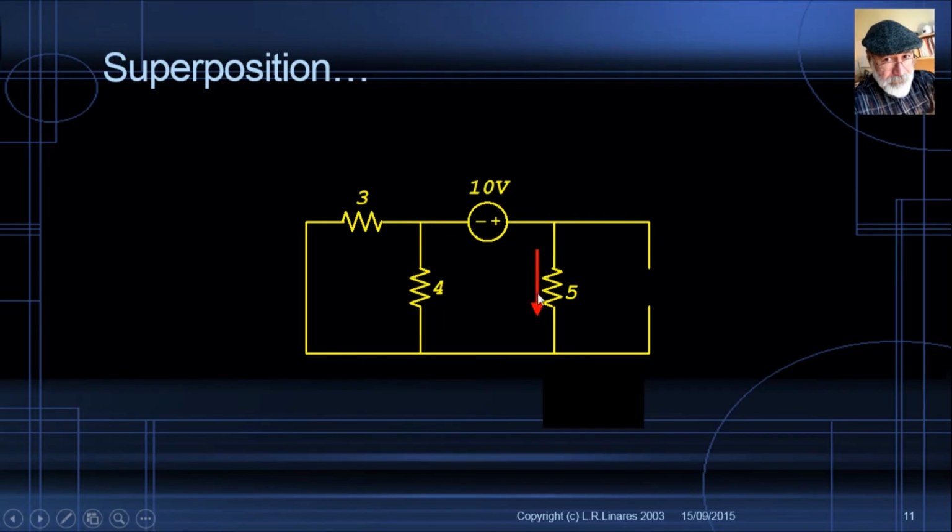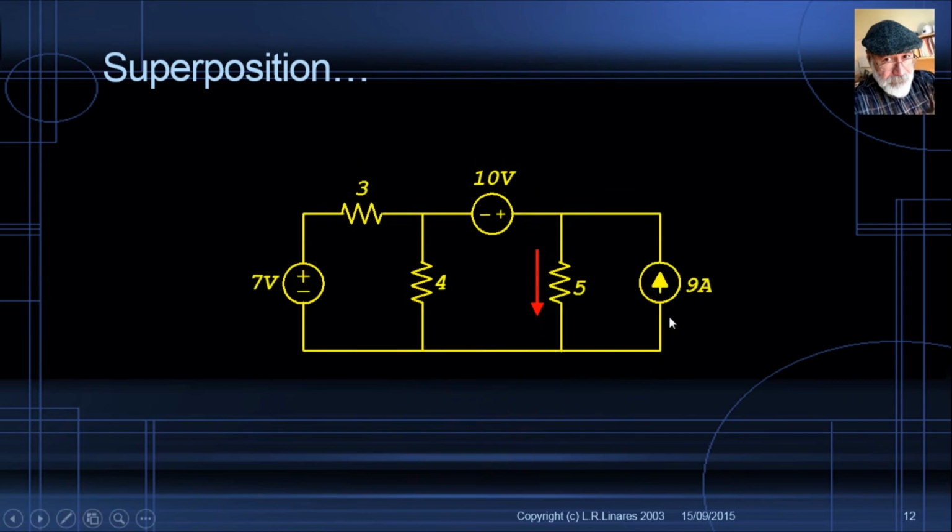Well, that is just the current in the source. That is 10 volts divided by the total resistance seen by the source, and that is 5 in series with a parallel of 3 and 4, right? Absolutely. 10 volts divided by 5 in series with a parallel of 3 and 4, and that is 1.489 amps. We have 2 contributions already.